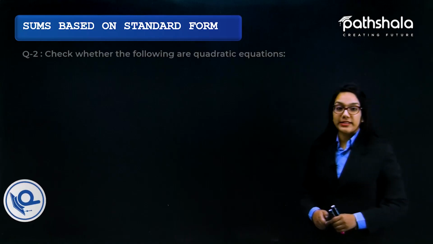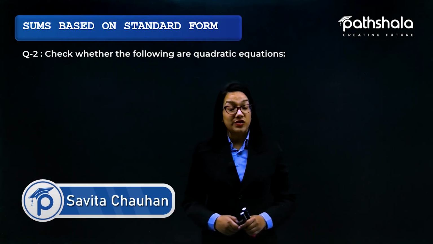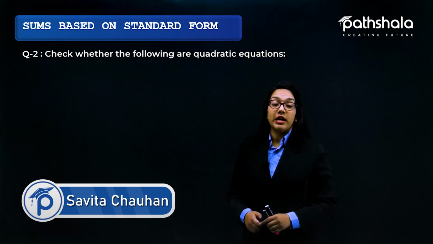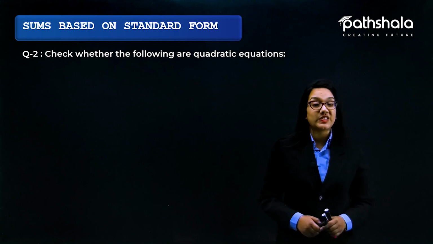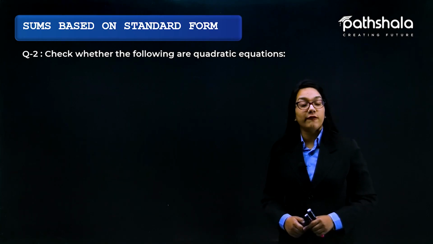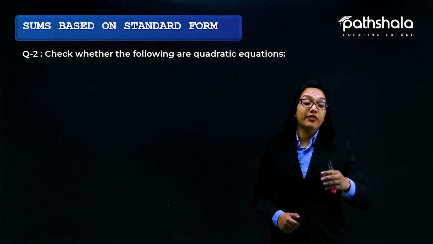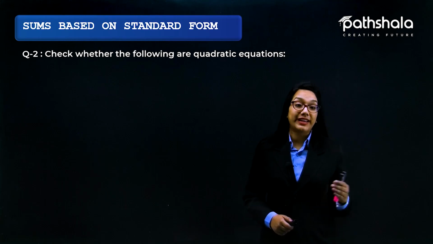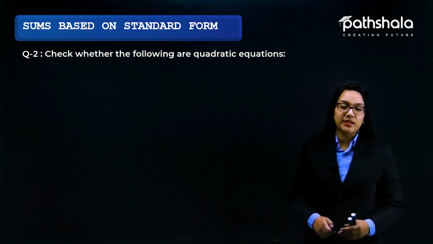Now let's talk about the second question. The second question says check whether the following are quadratic equations or not. We know that the standard form of the quadratic equation is ax square plus bx plus c is equal to 0, or for any equation in which the highest degree of the variable is nothing but 2, such an equation is called a quadratic equation.